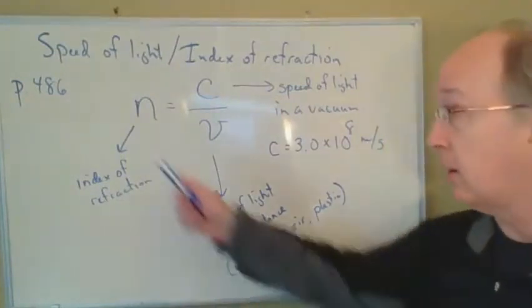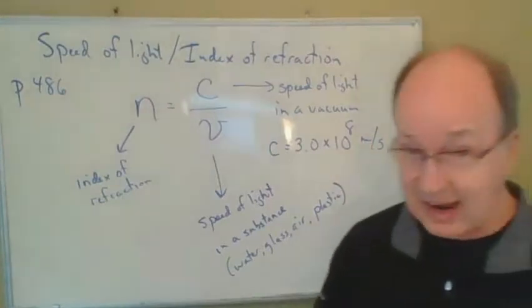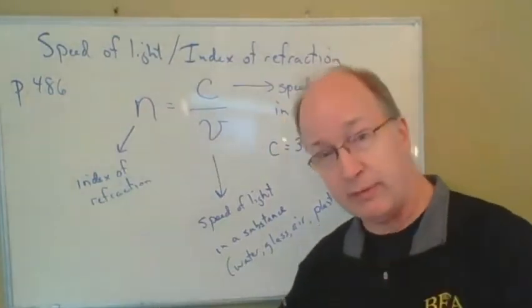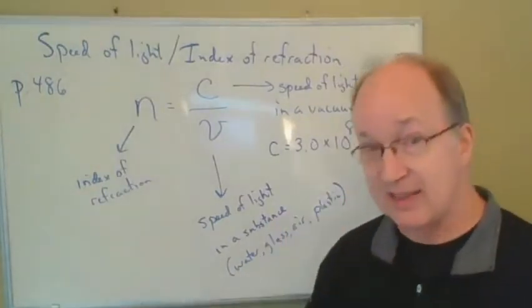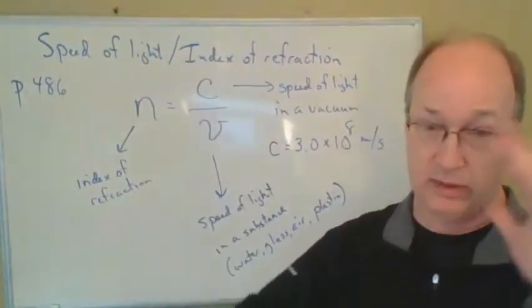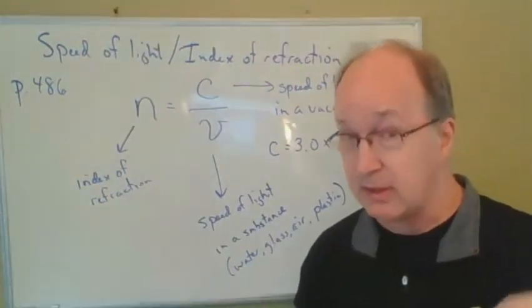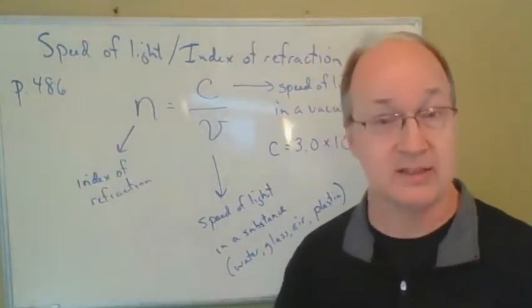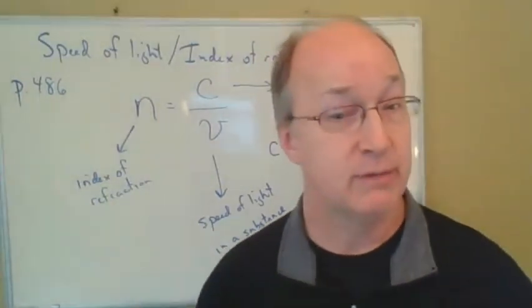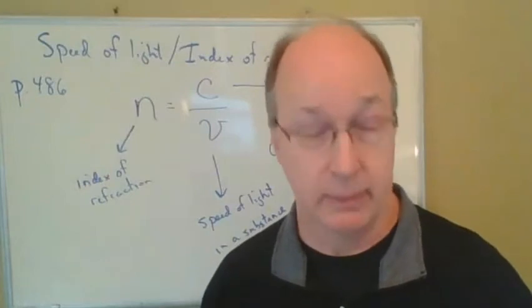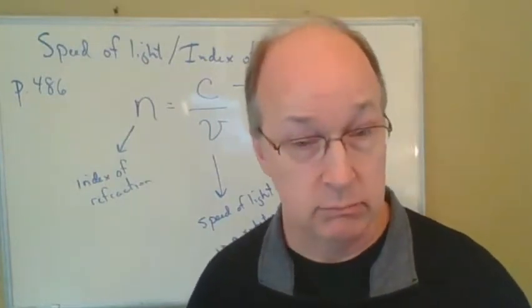If you look up water on this table, it's like 1.33. Glass, depending on the kind of glass you're talking about, is 1.5 or 1.6. Plastic, depending on the kind of plastic, can be a variety of values, 1.3 to 1.8. Diamond is the substance that slows down light the most of any substance I know about. Diamond has an N of 2.4 something. That's one reason that diamonds are so sparkly.